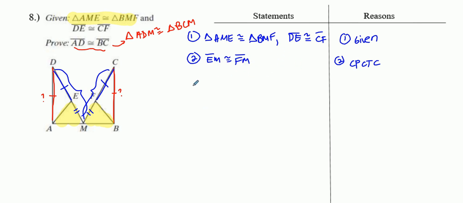Now I'm going to leave some space because chances are I'll have to use CPCTC for those yellow triangles again, and I can include that in my second statement. Next, what I'll have to do is the addition process. So I'm going to add DE and EM together, since that forms the whole side of these larger triangles. And then I'm going to add CF and FM together for the same reason. This would be the addition property.